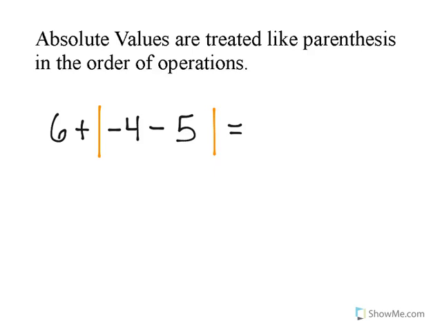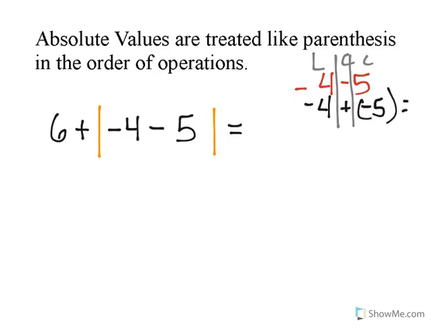The first thing we need to do is look inside the absolute value brackets, and we see we have negative 4 minus 5. I'm going to write that down over here. As we recall from a couple of days ago, when we have this type of statement, we can use the LCC method to help us solve it. So we leave negative 4, we change the minus to a plus, and we change the positive 5 to a negative 5. So negative 4 plus negative 5 is negative 9. We can rewrite the problem substituting negative 9 in for negative 4 minus 5.